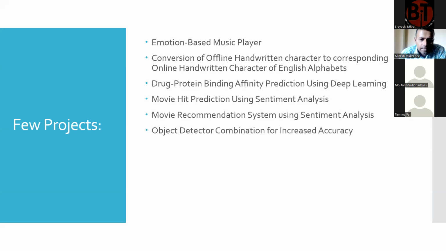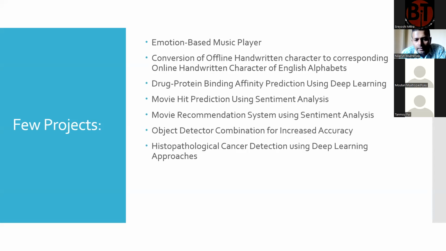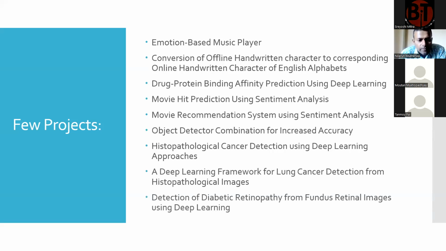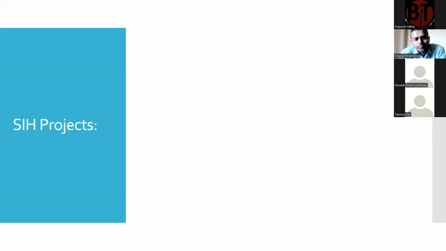Then we have object detector combination for increased accuracy. Then we have the histopathological cancer detection. These are the project titles of the last year. Cancer detection using deep learning approaches. We have deep learning framework for lung cancer detection from histopathological images. And we have detection of diabetic retinopathy from fundus retinal images using deep learning. These are a few of the project titles of the last year.